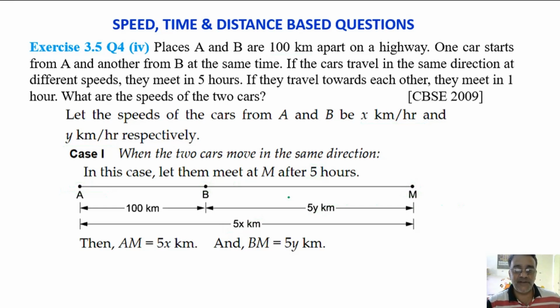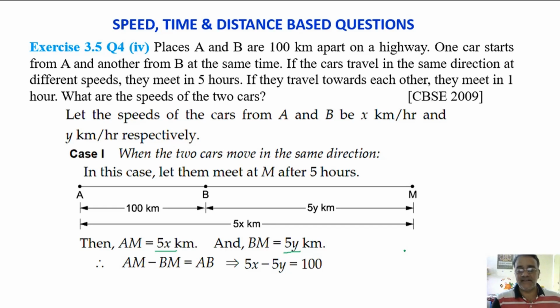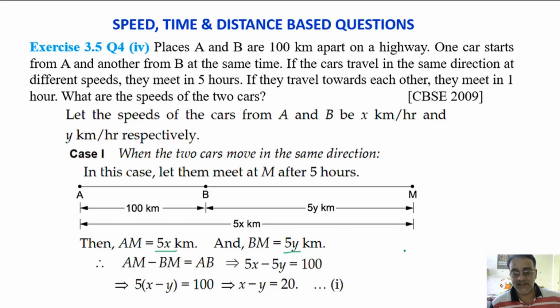Now use geometry. What is AM minus BM? AB. So AM minus BM is equals to AB. And if you substitute, what are we getting? 5x minus 5y is equals to 100. Divide all by 5, or you can take 5 common. First we'll take common. So now 100 divided by 5, what will you get? 20. So the first equation is x minus y is equals to 20. Let it be the first equation.